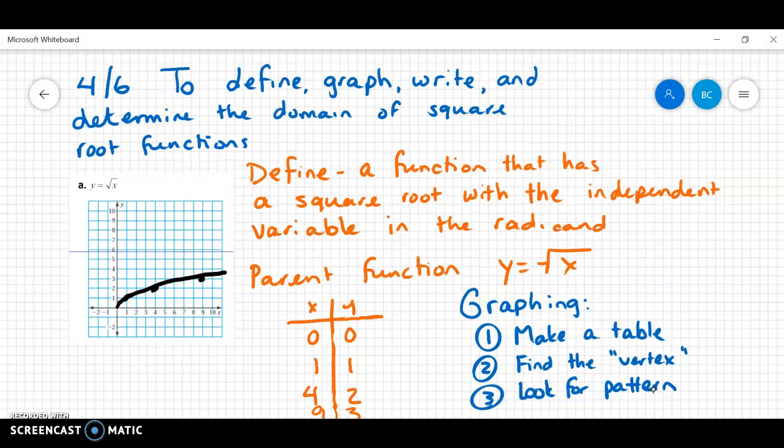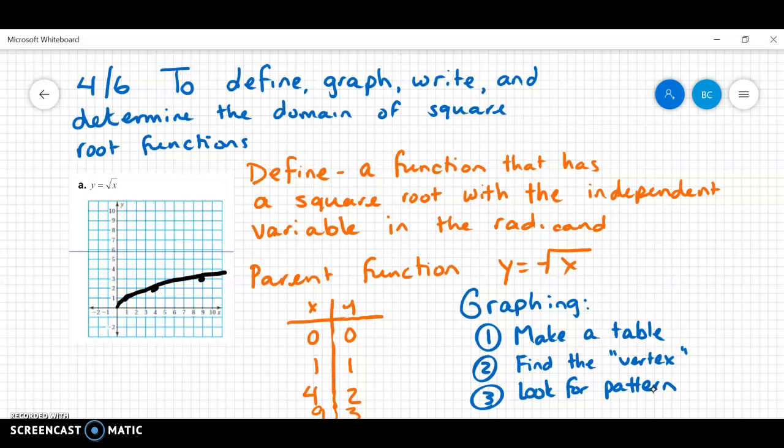So that's basically our parent function. When I say to find the vertex, it's really not a vertex, because when we were working with quadratic equations, the vertex was the minimum or the maximum. I guess it's a minimum, but it doesn't really fit that definition. So even though (0, 0) in this case is kind of our starting point, we don't call it the vertex. That's why I put it in quotation marks.